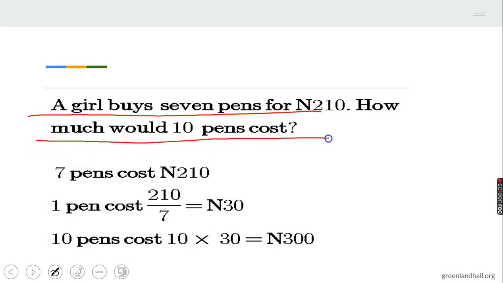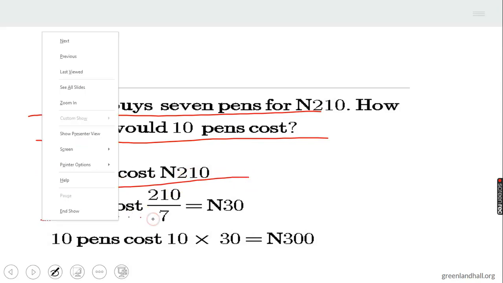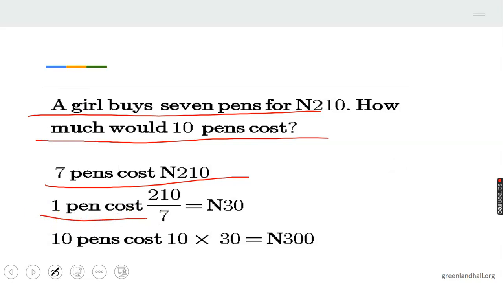Now a girl buys 7 pens for 210 naira. How much will 10 pens cost? You can see 7 pens cost 210. You have to know the amount of 1 pen, which equals 210 divided by 7, which equals 30 naira. And 10 pens will now cost 10 times 30, which equals 300.